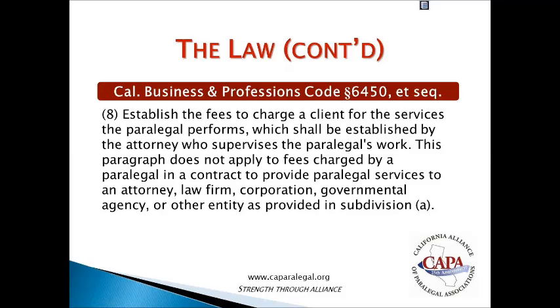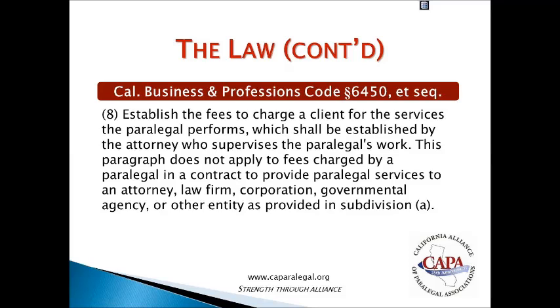This paragraph does not apply to fees charged by a paralegal in a contract to provide paralegal services to an attorney, a law firm, corporation, governmental agency, or other entity as provided in subdivision A. So that last portion applies to someone like Michelle, who is a freelance paralegal. Thank you for mentioning that. That's the reason why in my contract, how they bill out to their clients, I am not involved in that process. So that really spells that out so that I'm protected under this code section as well.